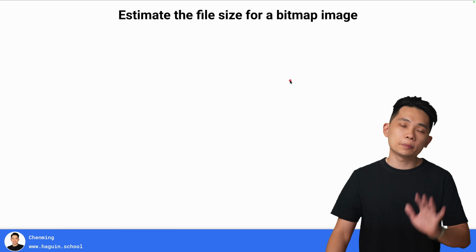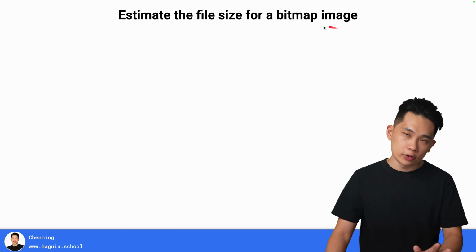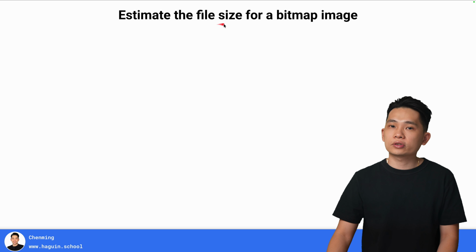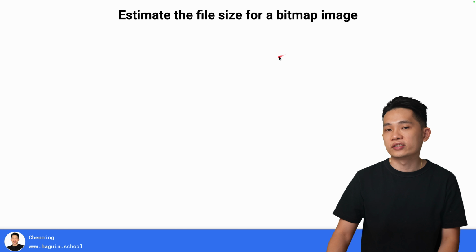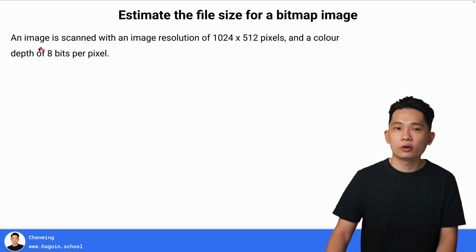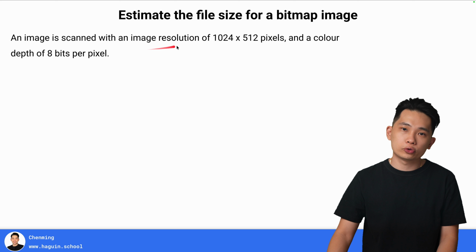Now let's look at a typical exam question for bitmap image. So it will be estimate the file size for a bitmap image. So this is a very popular question for the paper 1 exam. And now let's look at the question here. First of all, an image is scanned with an image resolution of 1024 times 512 pixels and a color depth of 8 bits per pixel.